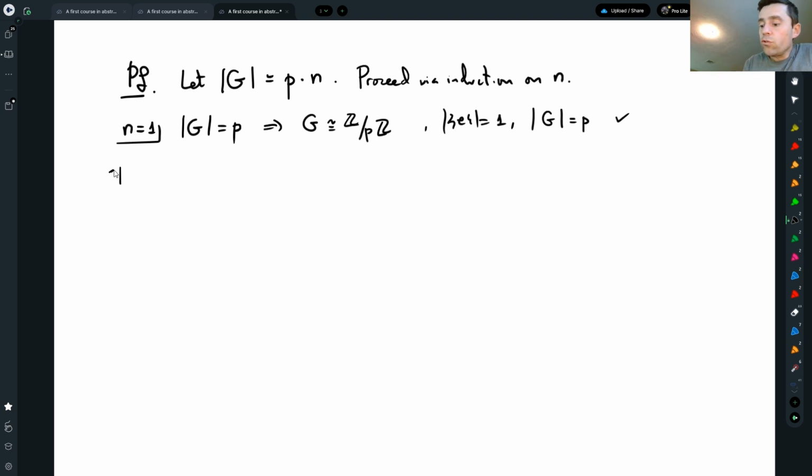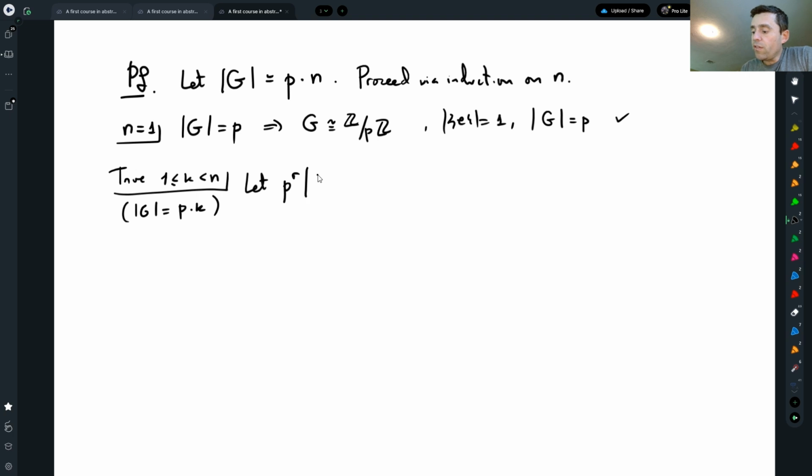So now suppose the statement is true for every k, so for every group with order p times k and k in that range, that for any power of p dividing the order of the group, there is a subgroup of that order. And we're going to now suppose that p to the r divides the order of my group.